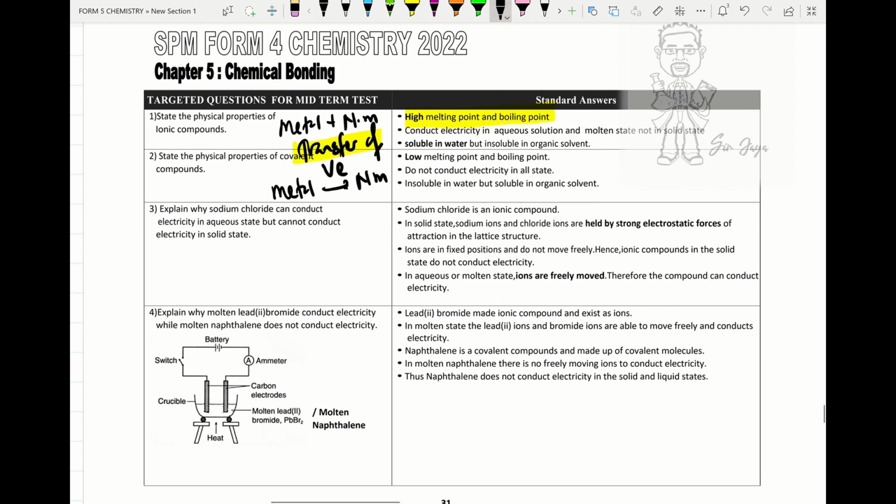And next, all ionic compounds in solid state cannot conduct electricity because the ions are unable to move freely. But in molten or aqueous state, the ions are able to conduct electricity. And next, all ionic compounds are soluble in water but insoluble in organic solvent. So please remember this point.